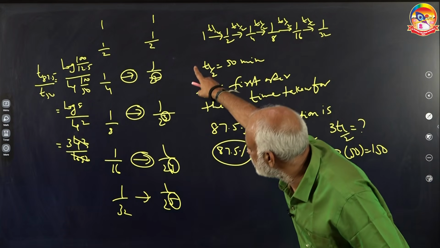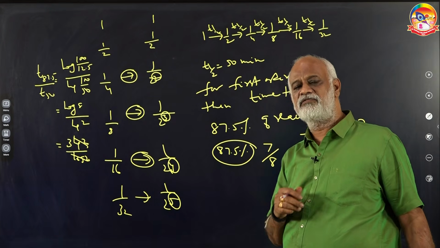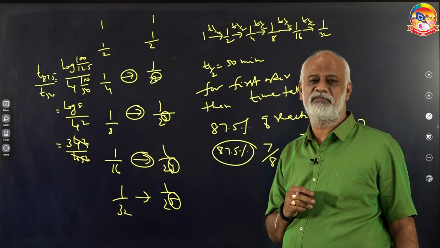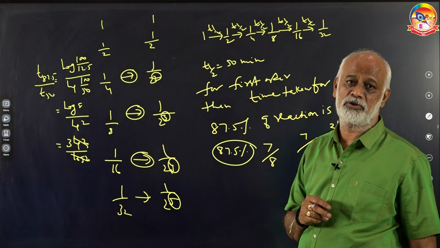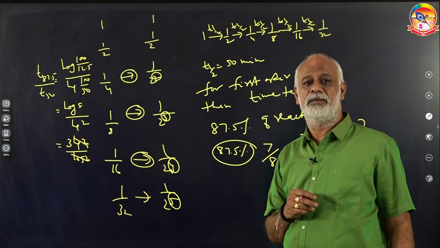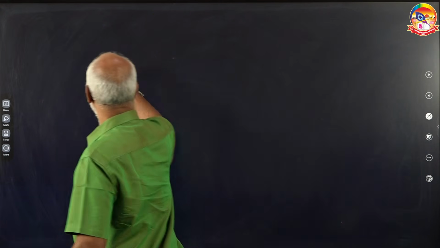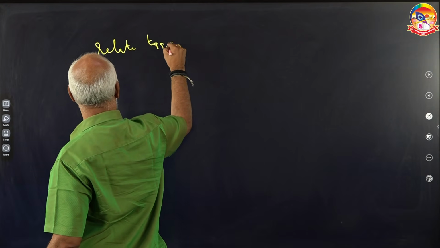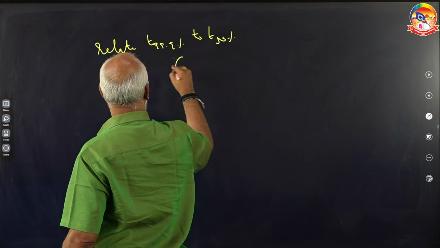So whenever you are given any fraction, always the fraction will be 2 power 1 or 2 power 2 in the denominator, 2 power 3 or 2 power 4 in the denominator. The power that is there for the 2 always indicates the number of half-lives. If anybody is asking any type of question, relate T 99.9% to T 50% of first order.